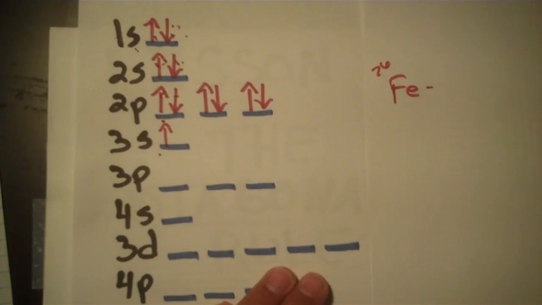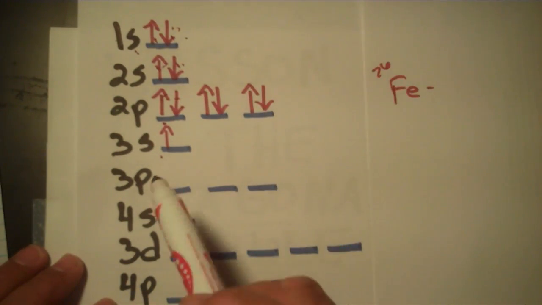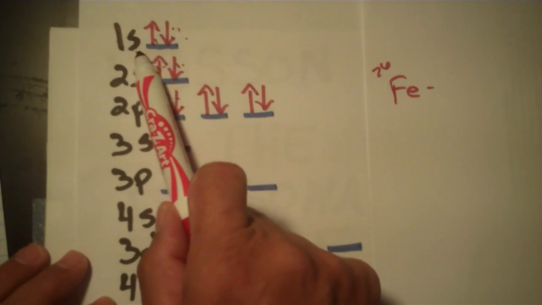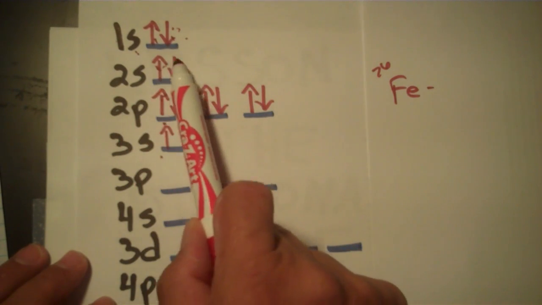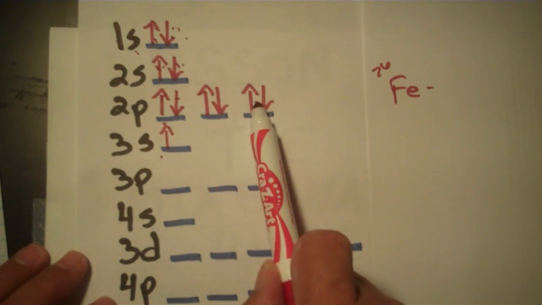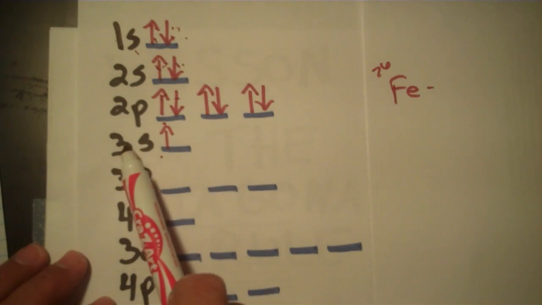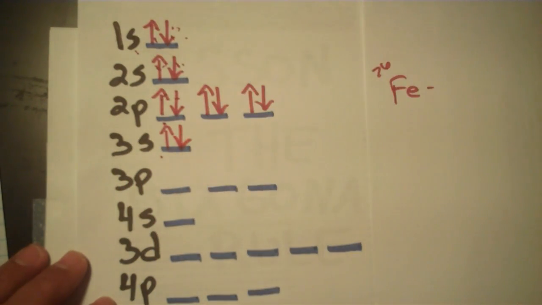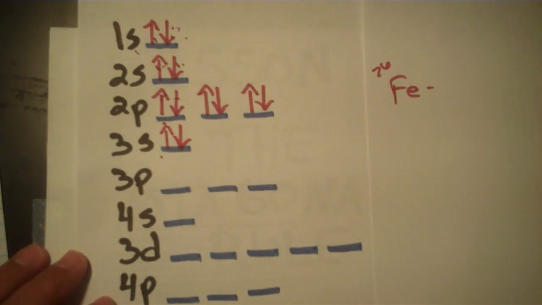All right. Now just looking at this diagram right here, we've already done a few. So we'll just go ahead and use it because I don't want to start over. So the 1s, I'm going to put one up, one down. It's filled. The 2s, I'm going to put one up, one down. It's filled. The 2p, I'm going to put one up, one up, one up, one down, one down, one down. It's filled. I'm going to go to my 3s and put one up and one down. So far I've got 2, 4, 6, 8, 10, 12. I need a total of 26.